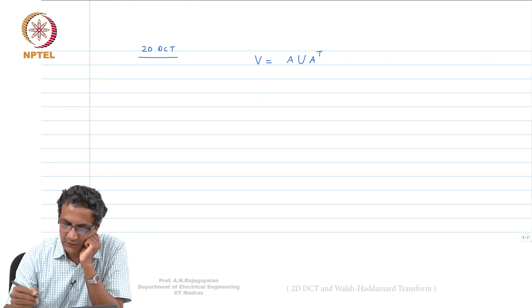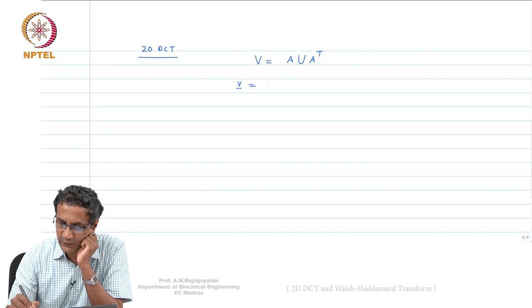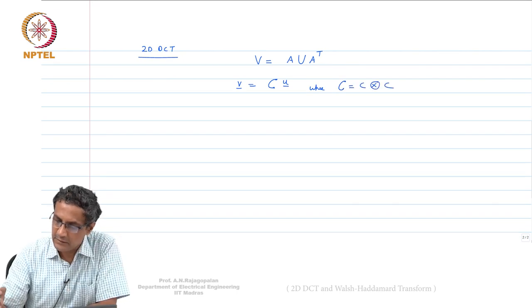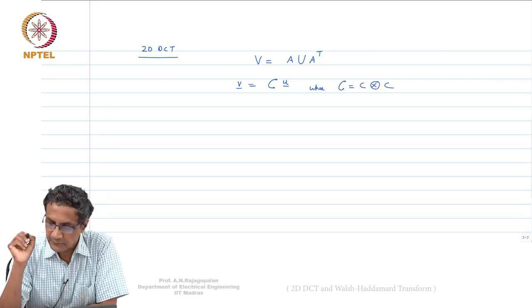Or in other words, you can order it like we said the other day, and then we can do something like a script C acting on U, where script C is C Kronecker C.